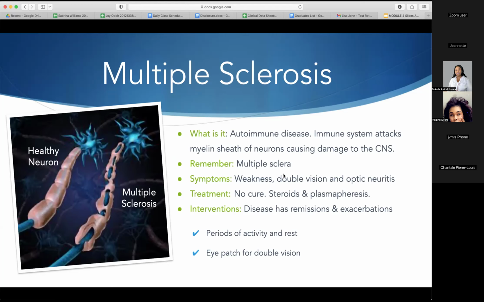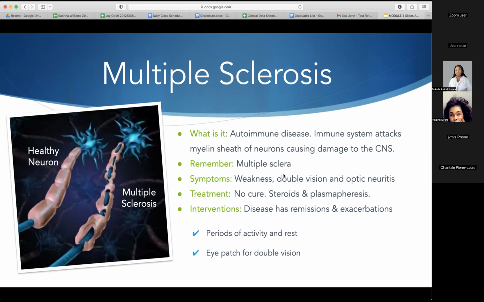Treatment: there's no cure. However, we can use steroids and plasmapheresis. Plasmapheresis is almost like a cleaning of the blood. I also want you to know that there are steroid eye drops. So if the patient has blurry vision or double vision, the eye drops will help the eyesight recover within a few weeks.